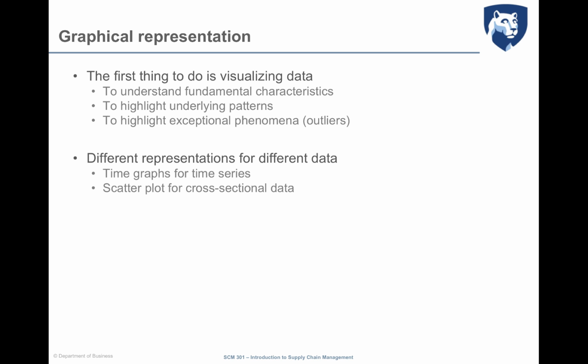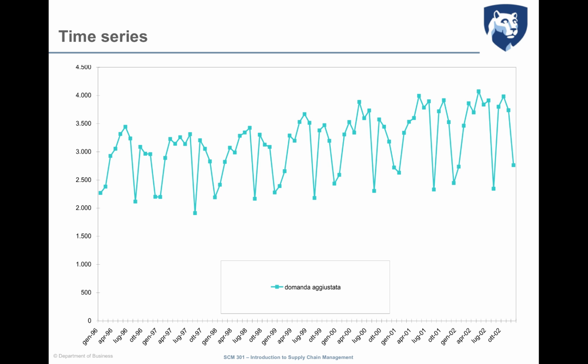First of all, graphical representation. Graphical representation means, first of all, the question of how to map and how to visualize the data. For example, if it is a time series, simply mapping the time, and in correspondence of each time, the value of your demand or the variable you are analyzing.